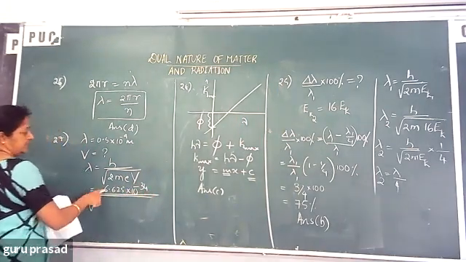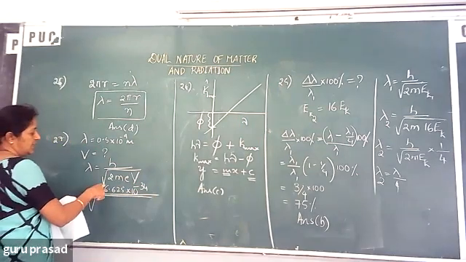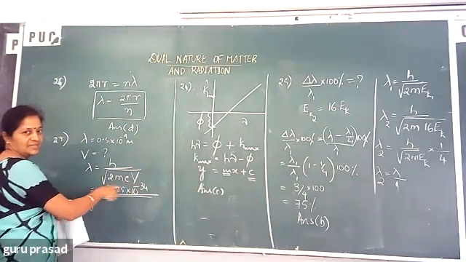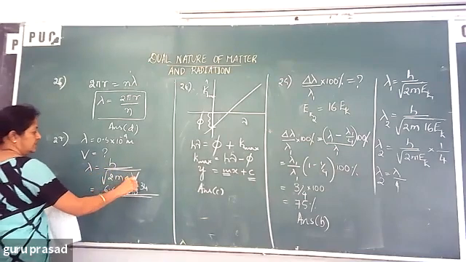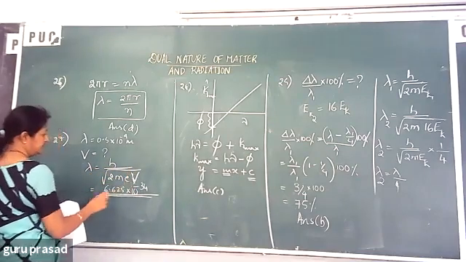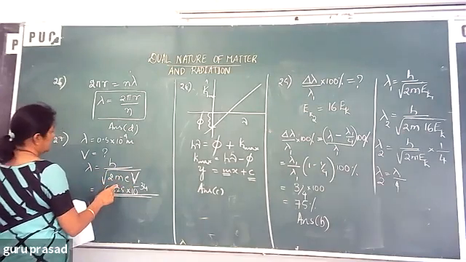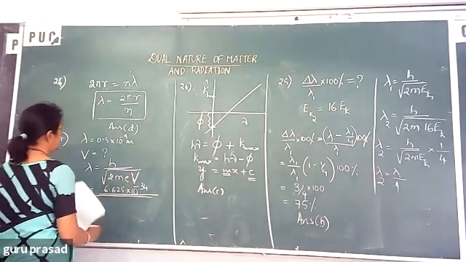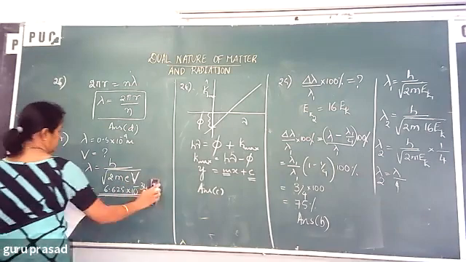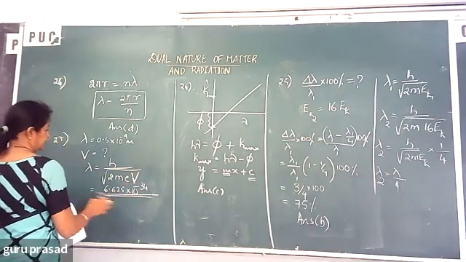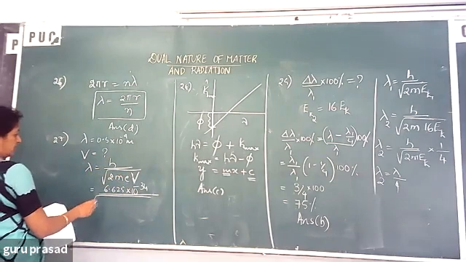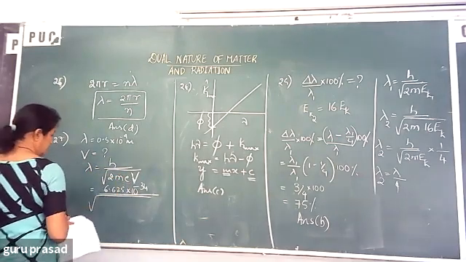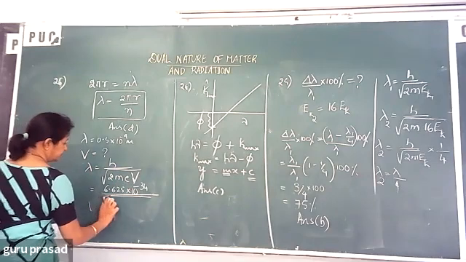Now we will check: h is 6.625 into 10 power minus 34 by square root of 2meV. There is a shortcut again here; we can also write 12 angstrom including h and 2me. But anyhow, I'll substitute. What is to be calculated? The potential V. So if you want V, square both sides.